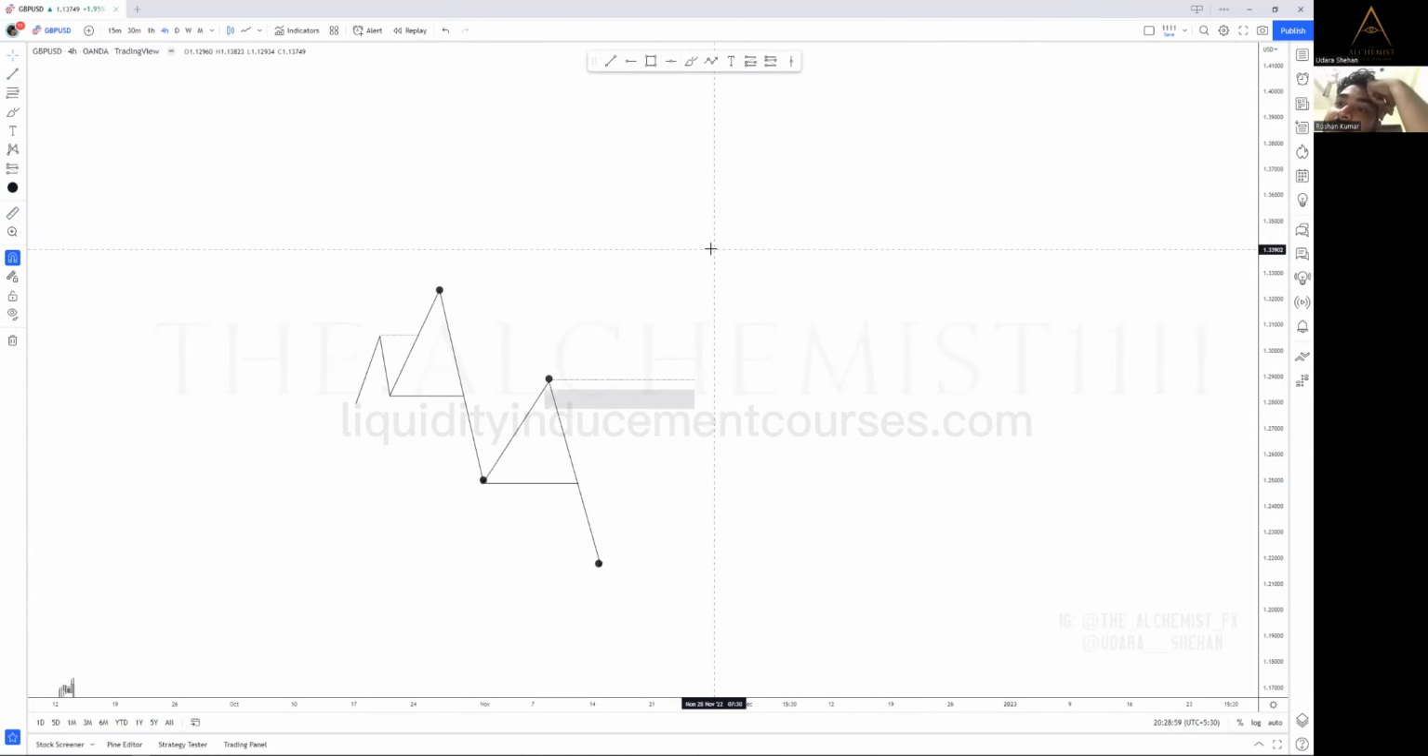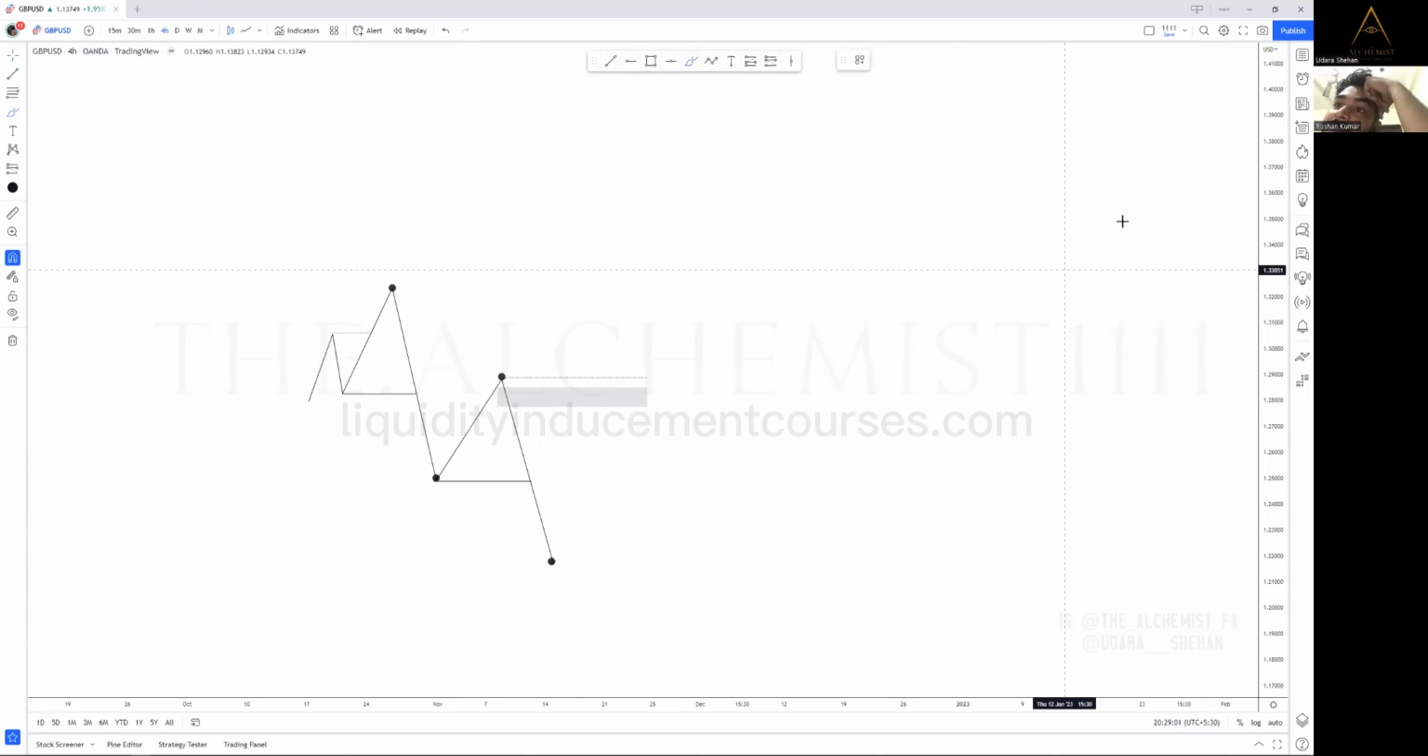Now, if you know ICT, you probably know this. ICT tells you that liquidity is something like a magnet, and price is like a paperclip.